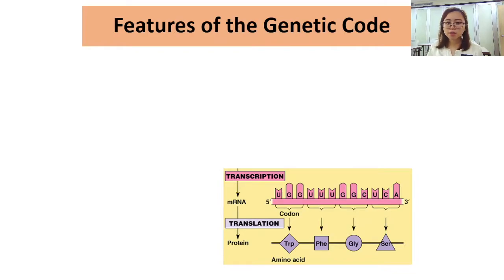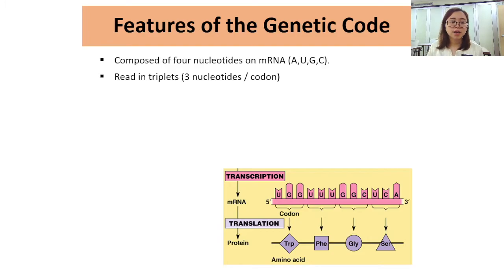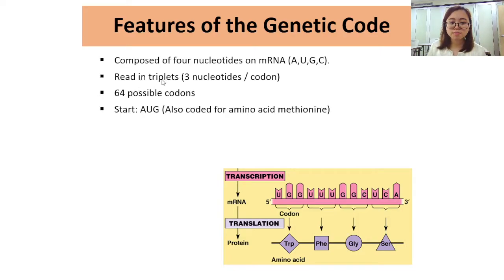Okay, so let's talk a little bit more about the genetic code. What are some of the features of the genetic code? The genetic code is composed of 4 nucleotides on your mRNA. So it's either adenine, uracil, guanine, or cytosine. And they will be read in triplets. Kita akan baca dia 3/3. So you have 3 nucleotides for 1 codon. There are 64 possible codon combinations.